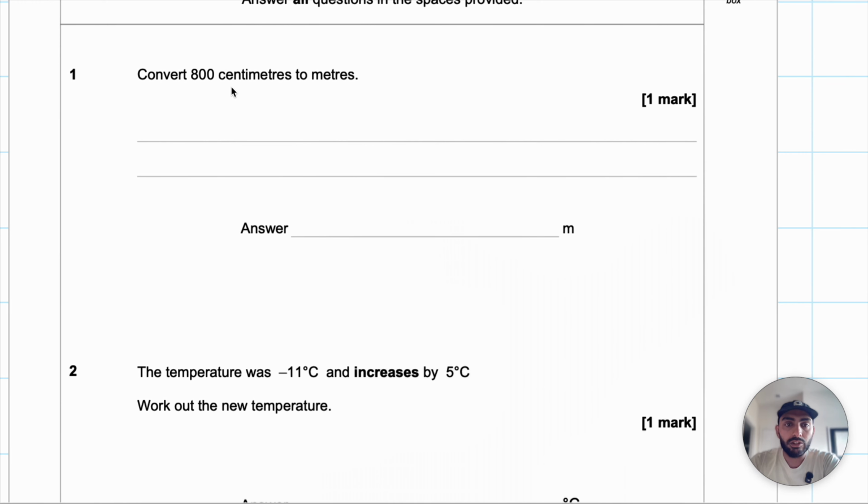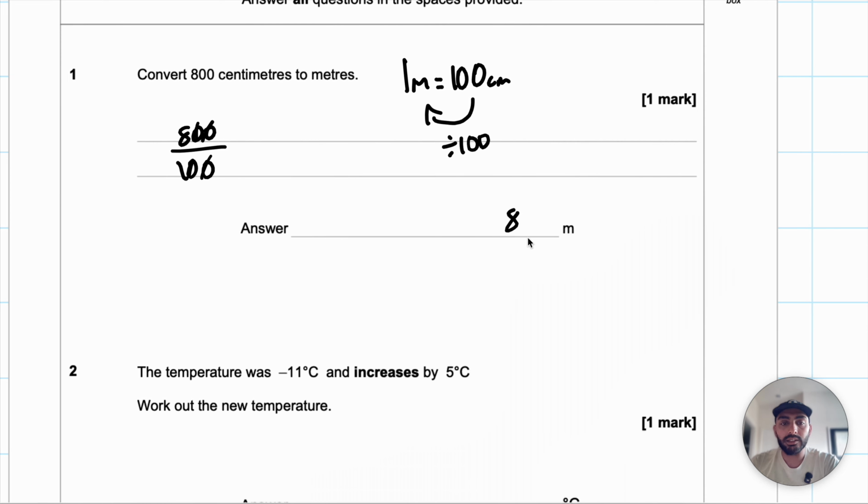Question 1, convert 800 centimetres into metres. We know that in 1 metre there's 100 centimetres, and we're converting from centimetres to metres, so that means we need to divide by 100. So 800 divided by 100 will just leave me with 8 divided by 1, which is 8.